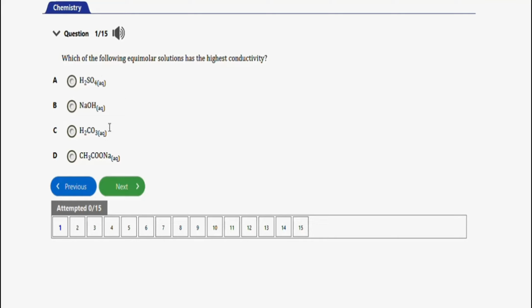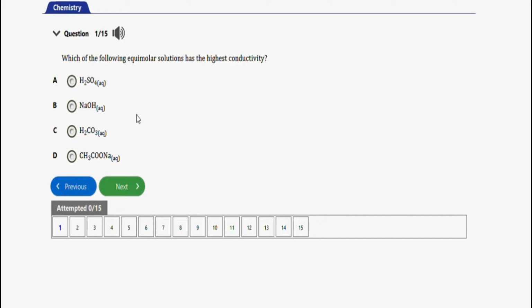Alright, so we have the following compounds. We have tetraoxosulfuric acid, we have sodium hydroxide, we have trioxocarbonate(IV), we have sodium acetate. So the right option will be option A. Okay, so this tetraoxosulfuric acid or sulfuric acid is a very strong acid, so it will have the highest conductivity.